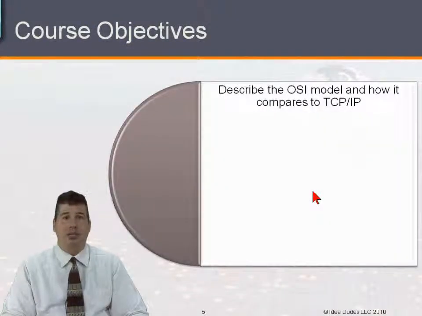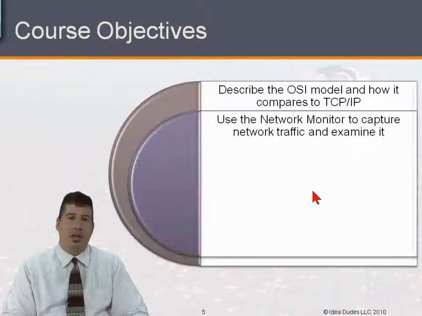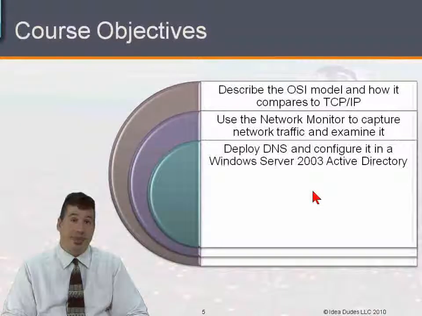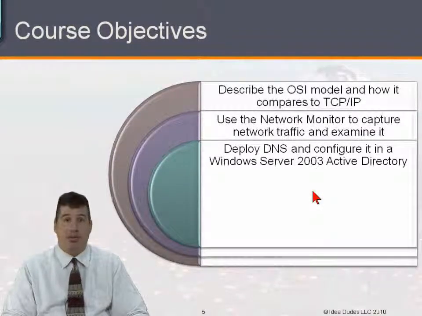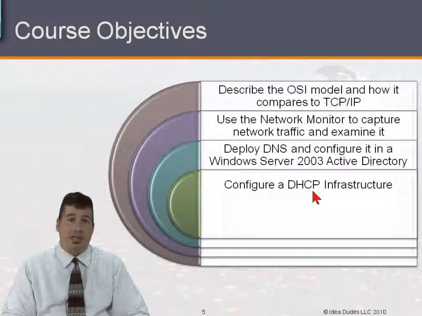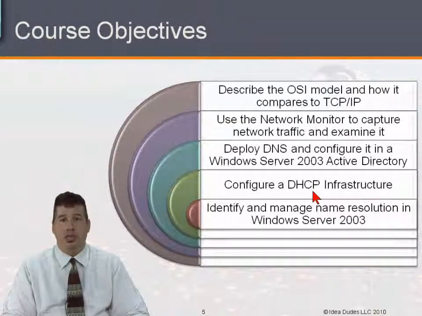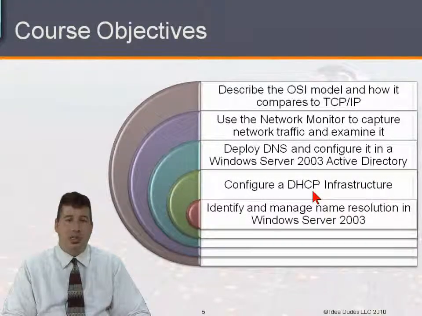Now, the course objectives, these are the things that we're going to accomplish. Describe the OSI model and how it compares to TCP/IP. Use Network Monitor to capture network traffic and examine it. Deploy DNS and configure it in a Windows Server 2003 Active Directory. Configure a DHCP infrastructure. Identify and manage name resolution in Windows Server 2003, which includes LMHOSTS, WINS, and DNS with hosts.